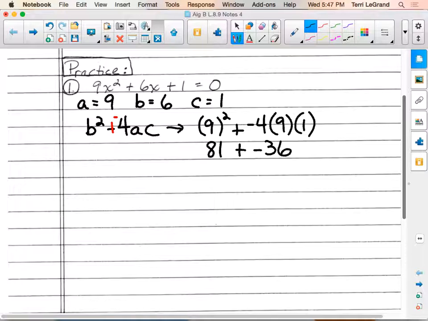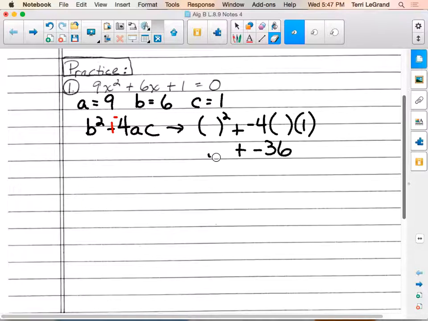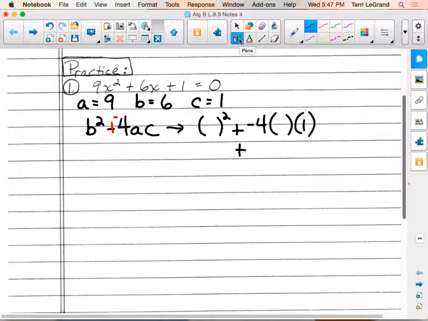Did anybody catch that I did something wrong here? You are so good. Seriously, the B value is not 9. The B value is 6. It's the A value that's 9. So we're going to go back and make 6's in place of our B's. Let's try this again. 6 squared, right, 36. Negative 4 times 6 times 1. Negative 36. Done messing with you.